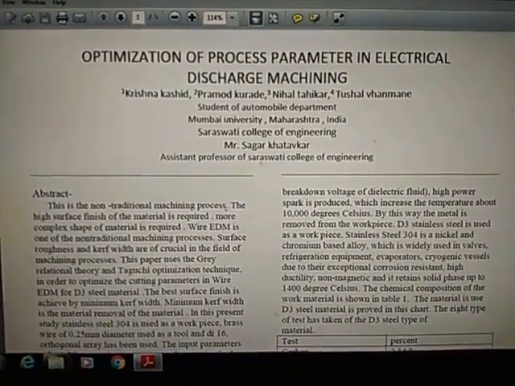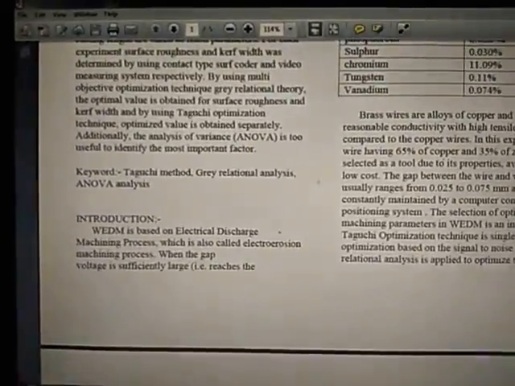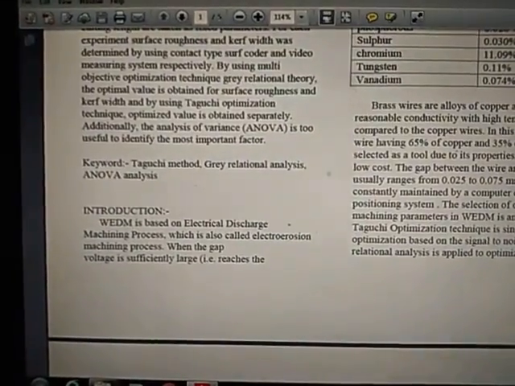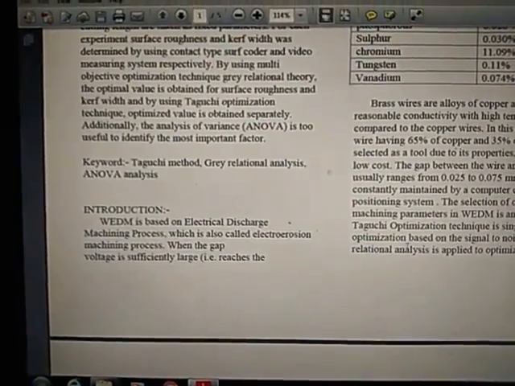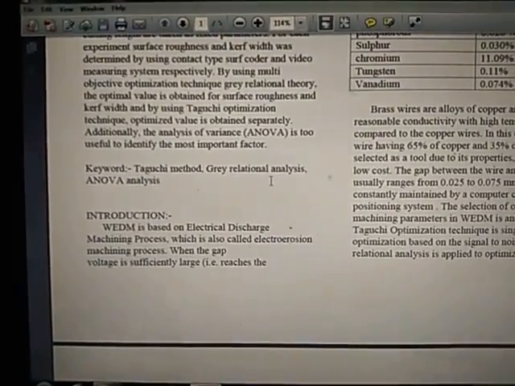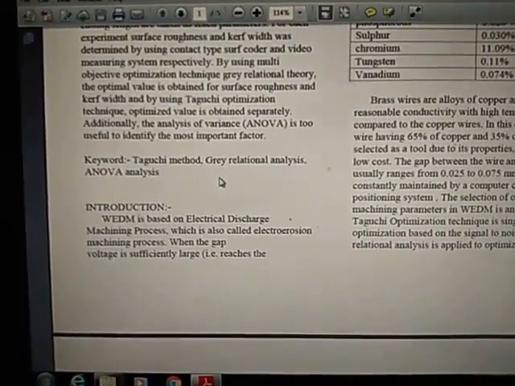Now let's look at the keywords. These are the keywords which we are focused on, these following topics: Taguchi method, gray relational analysis, ANOVA analysis. Now let's start with the introduction.